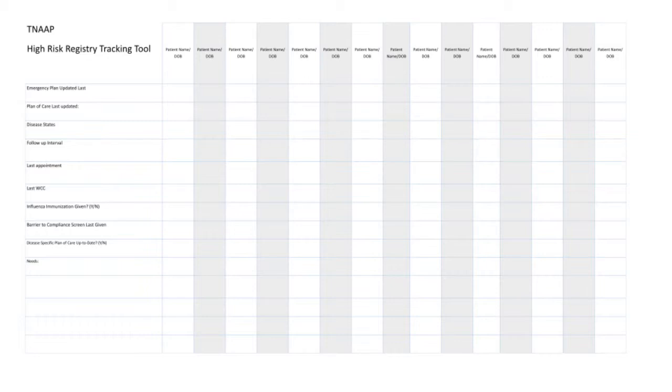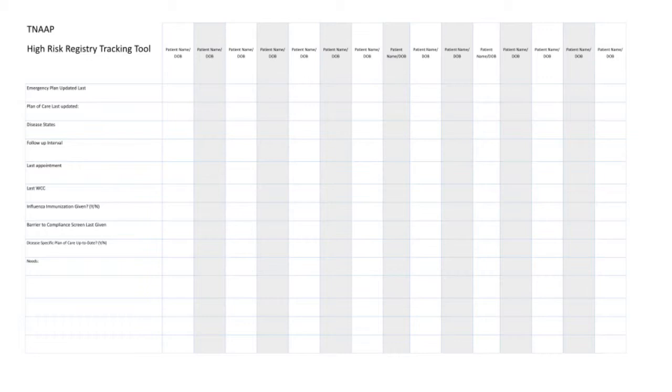Some people also like to do an action plan, which is a brief synopsis of what's happened at an individual visit. You guys have copies of this tool in your packets, and they're also on the website. These are all TNAP materials, so you can feel free to change them as you like. And so, for example, on this form, we've got a place for your emergency plan.